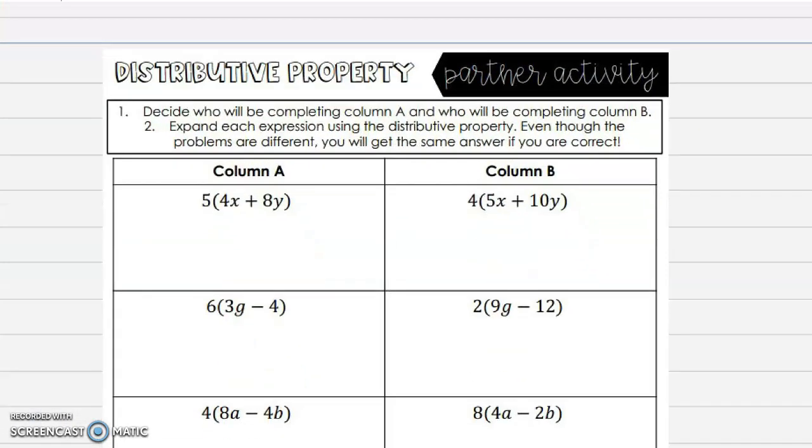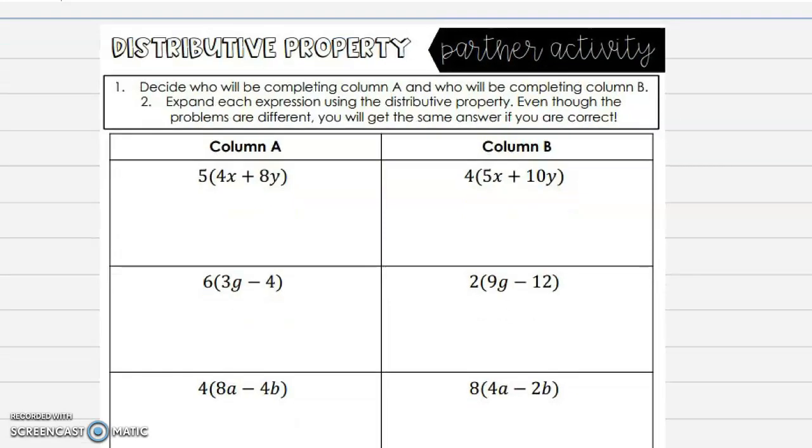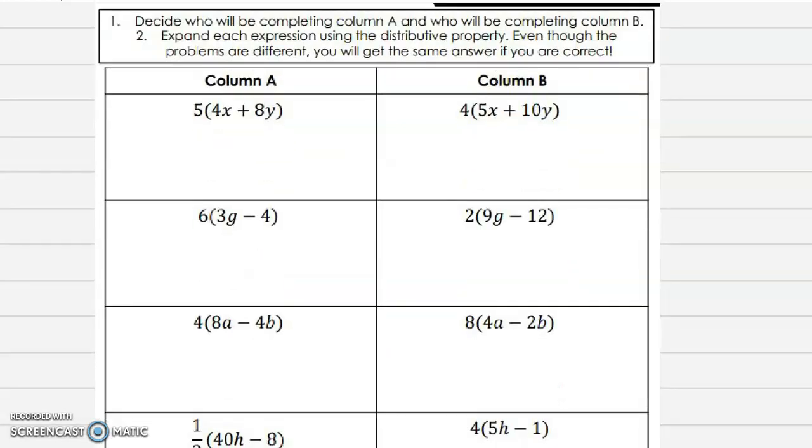Now, if we're still doing good on time, we can do this activity where you're going to pick a partner and you are going to choose if you want to solve column A or column B. And even though they're different problems, in each row, they're going to have the same answer. So you can check each other by seeing if you had the same answer.